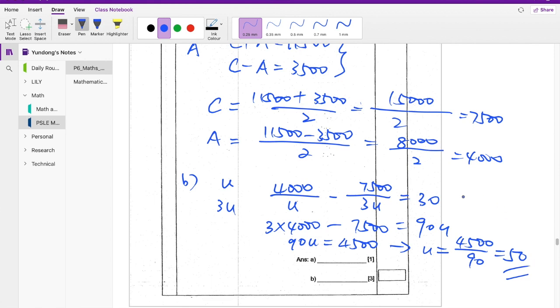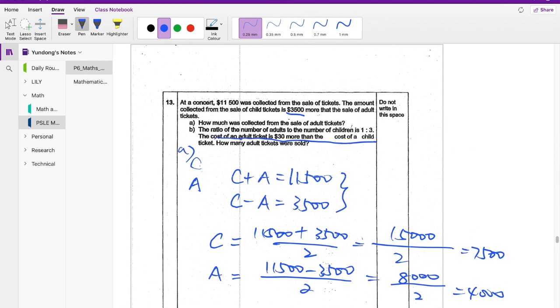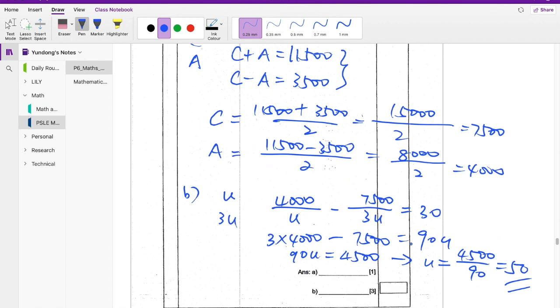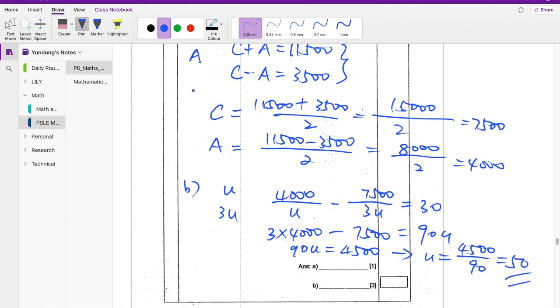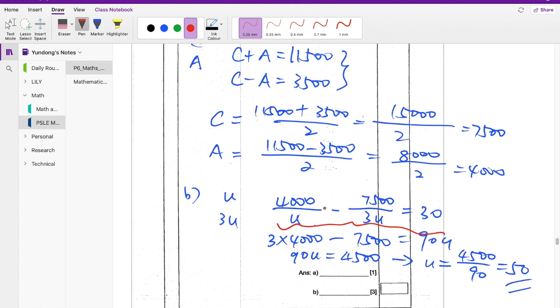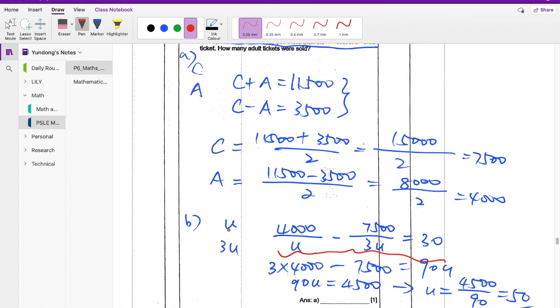So the tricky part here is that from the question, we need to formulate an equation. So this one is very important. As long as we can formulate the equation, then we just solve for the unknown variable, right? So we assume the unknown for adult is u. Then the children is 3u. Then based on the price difference being 30, we formulate this equation. Then we solve this equation. Then we can get u, right? Very simple.